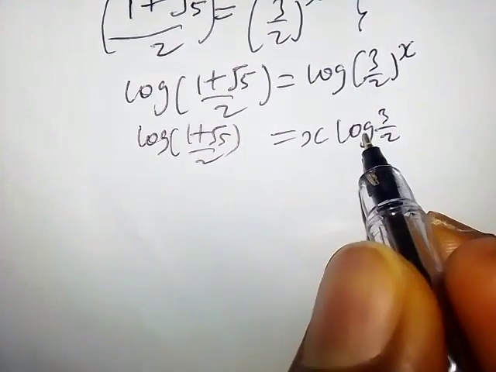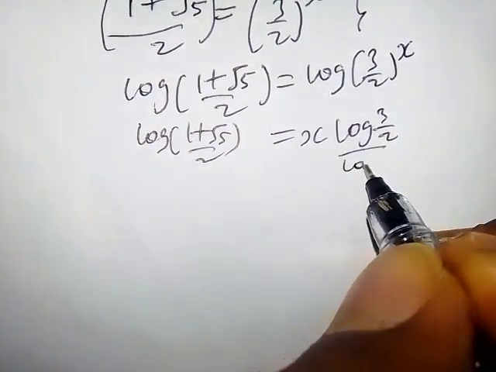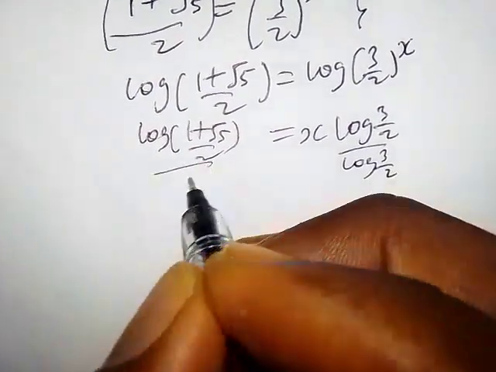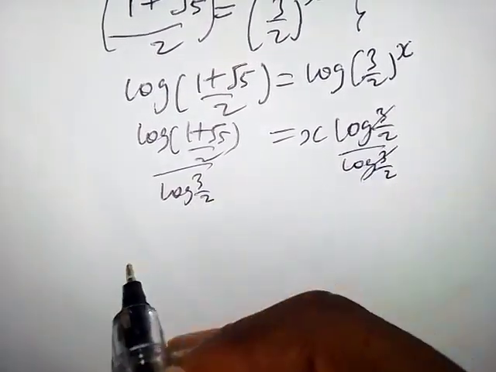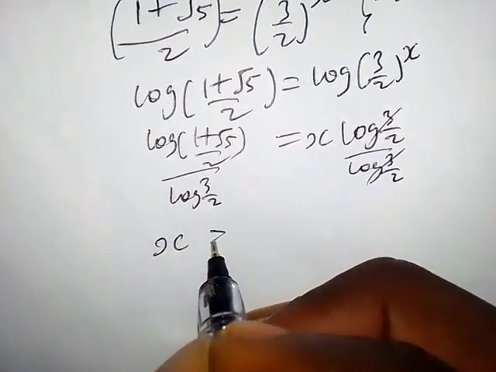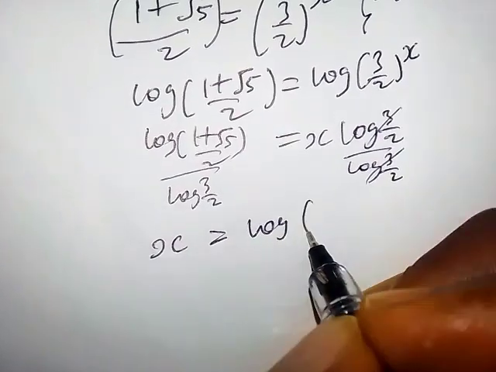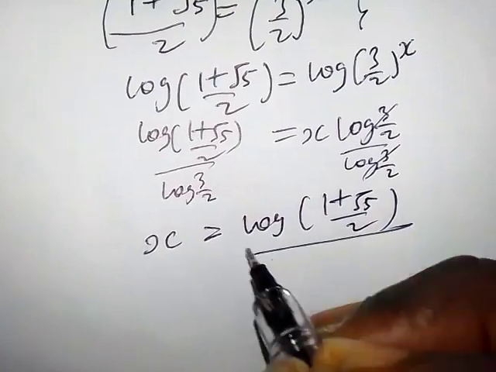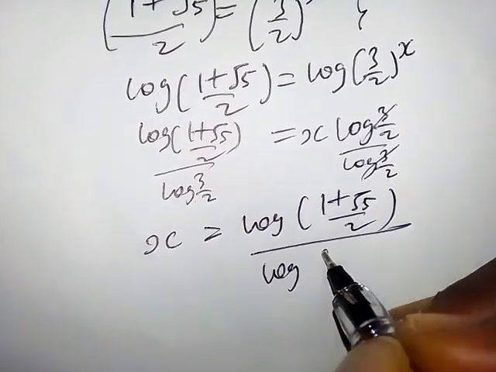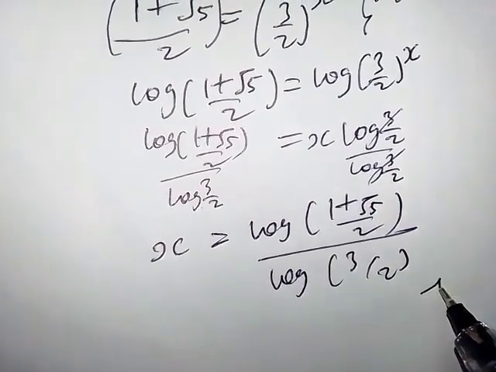So let's divide both sides by log 3 over 2. So we're going to have log 3 over 2 cancel log 3 over 2. We have x equals log of 1 plus root 5 over 2, everything over log 3 over 2, which is the required solution. So that's it.